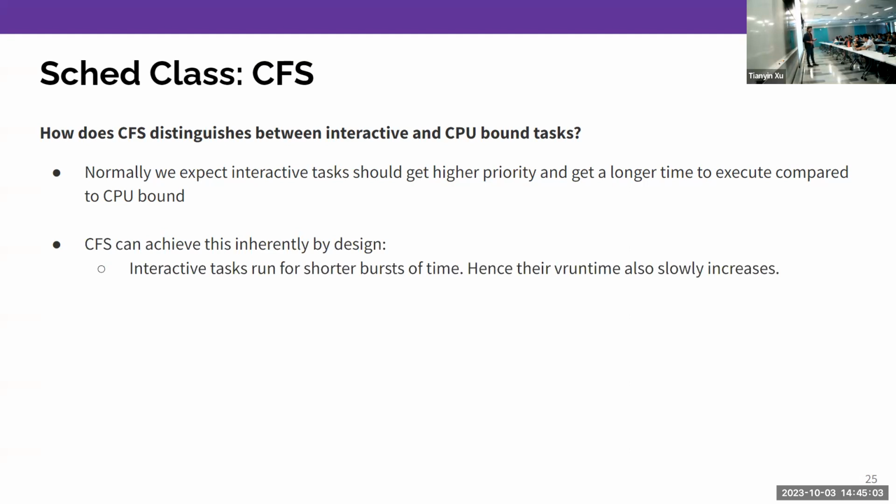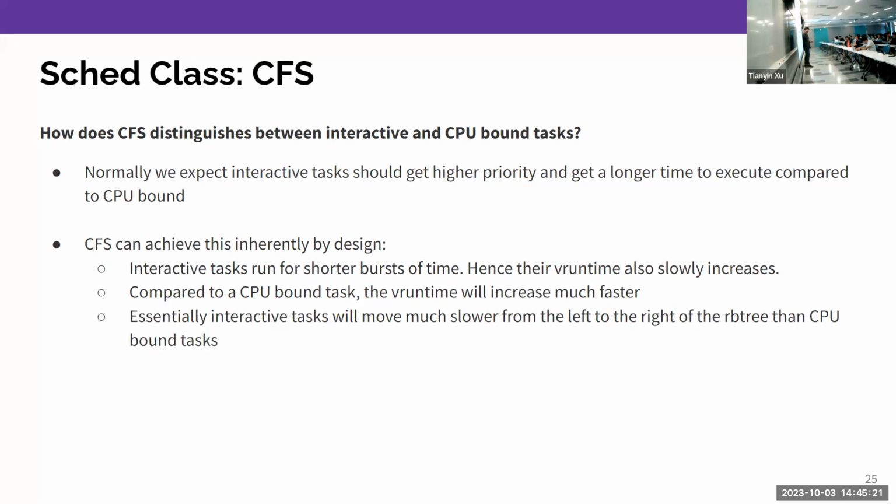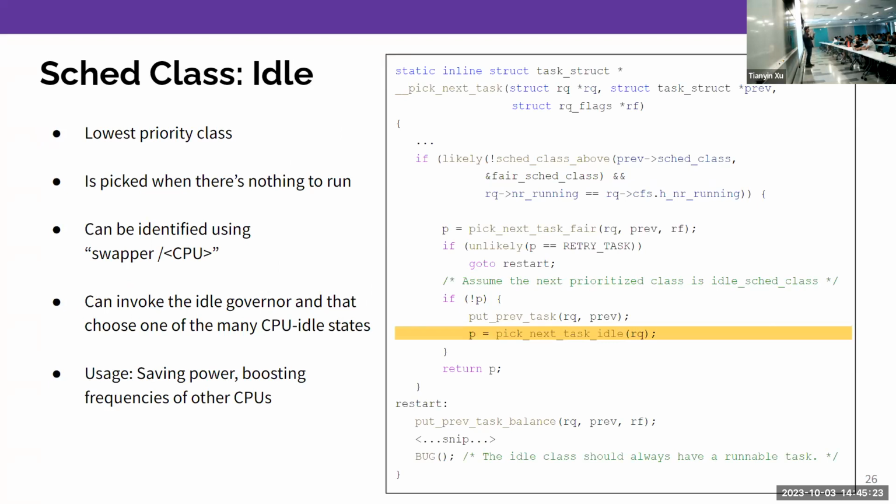CFS does this inherently by design, right? The whole idea is that if it's an interactive task, you're going to run for a short amount of time. The T that you'll be adding will be so much smaller than the T that a CPU-bound task would be adding. So essentially, you'll be moving from the left to the right of the tree very, very slowly, compared to the CPU-bound task, which means you will get a chance to run much more quickly, before the CPU-bound tasks that came earlier, right? So that's the class.